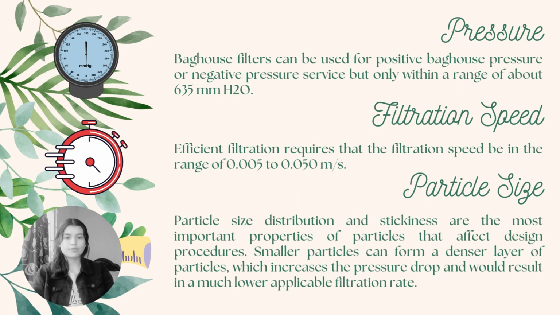Pressure. Baghouse filters can be used for positive pressure or negative pressure service, but only within a range of about 635 millimeters H2O. The filtration speed. Efficient filtration requires that the filtration speed be in the range of 0.005 to 0.050 meters per second.